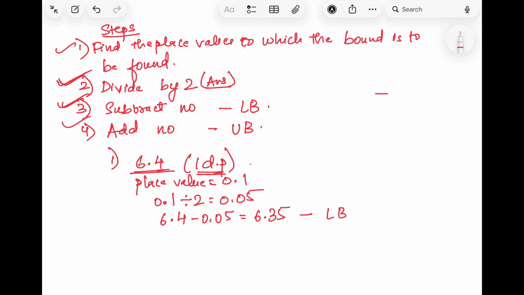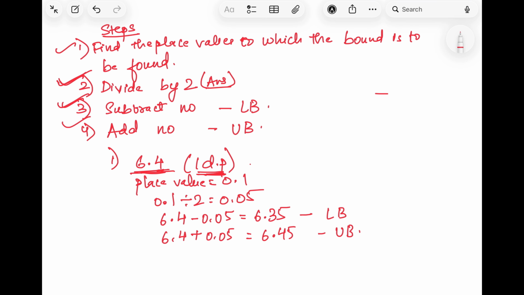Third step also done. Now the fourth one, we add. So 6.4 plus 0.05. So this will become 6.45. So this becomes the upper bound. So now we have found the lower bound and upper bound for 6.4 up to 1 dp as told in the question.